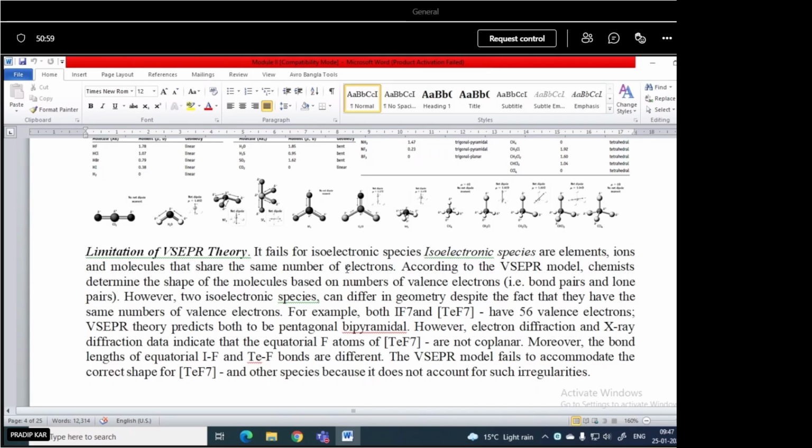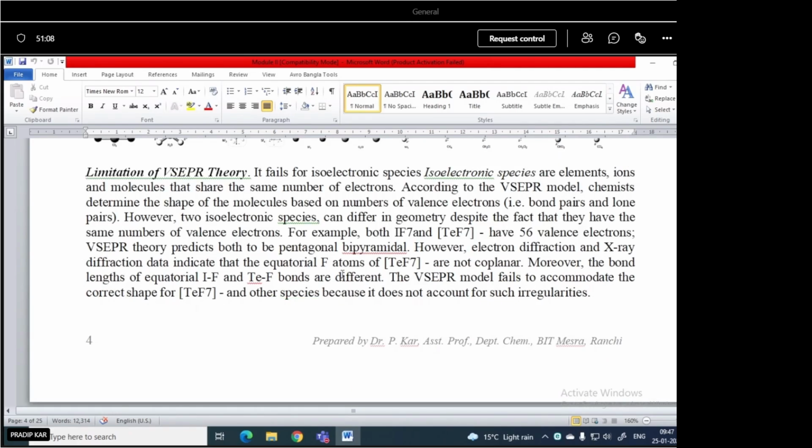For example, IF7 and TeF7 minus have 56 electrons, and VSEPR theory predicts both to be pentagonal bipyramidal. However, electron diffraction and X-ray diffraction data indicate that the equatorial F atoms of TeF7 minus are not coplanar. Moreover, the bond lengths of the IF and TeF bonds are different. So in case of isoelectronic systems, there is a little difference in structure that is not considered or cannot be explained by VSEPR theory.